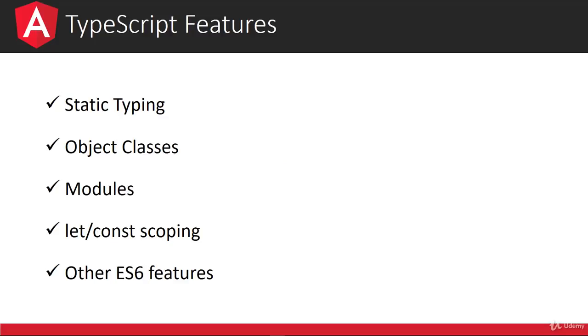So first we have static typing, hence the name TypeScript, and I'll go over static typing in a second. We also have class-based objects. If you're familiar with real object-oriented languages like Java or C#, it allows us to use that type of syntax. We can import and export modules with TypeScript. We can use let and const in place of var, and this gives us some extra scoping. Also, we can use some other ES6 features like arrow functions.